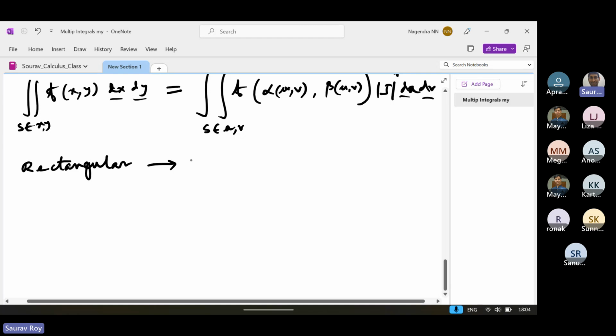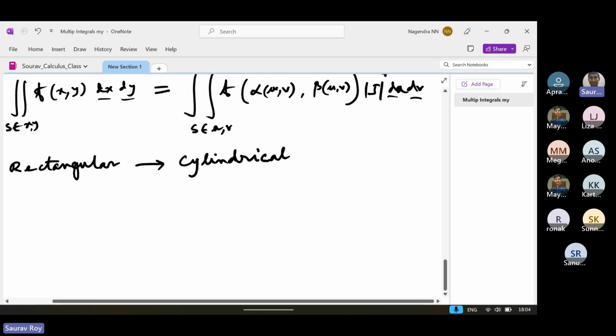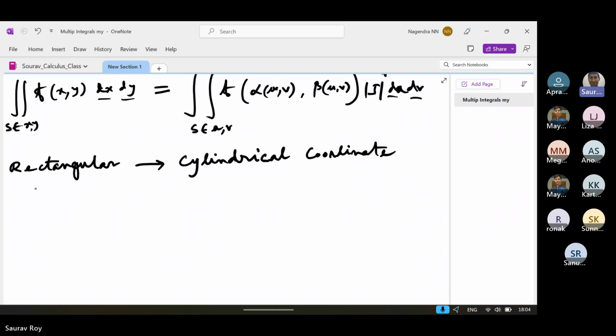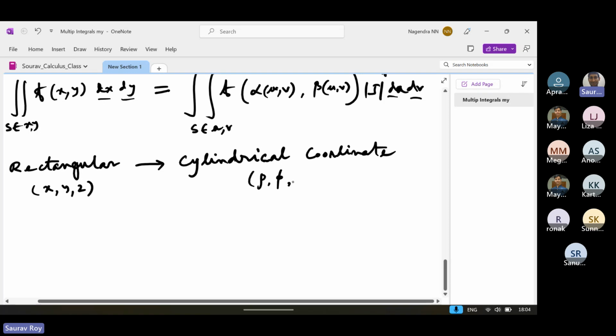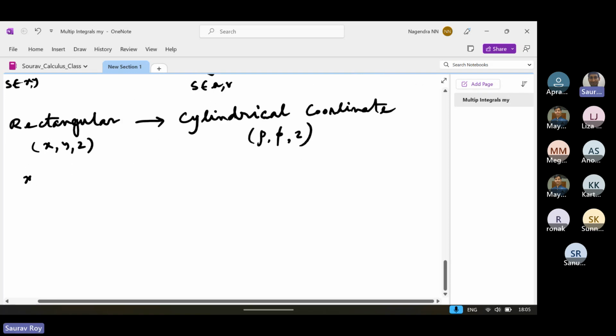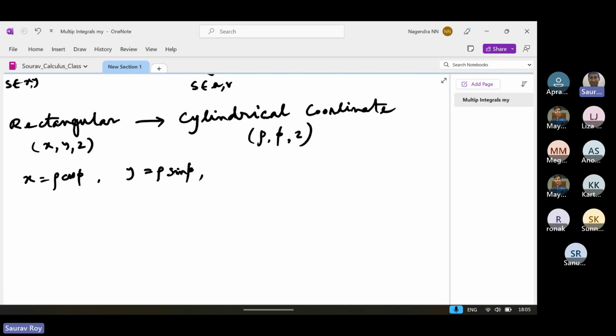Let's say we have to convert from rectangular to cylindrical coordinates. As you know, this is very vital. Most of the time we use cylindrical or spherical coordinates, so we have to face this. So how do you do it? x equals rho cos phi, y equals rho sin phi, and z is just z.